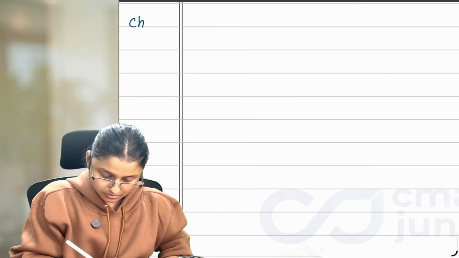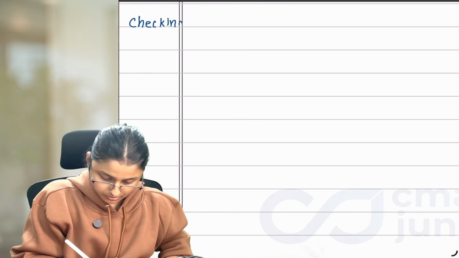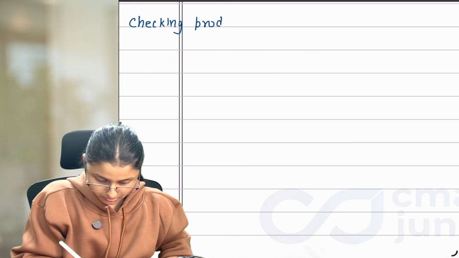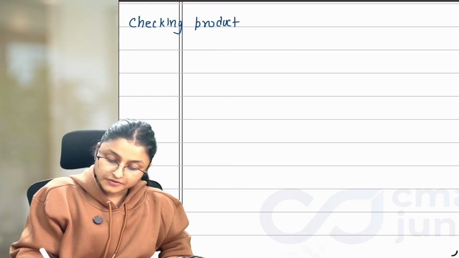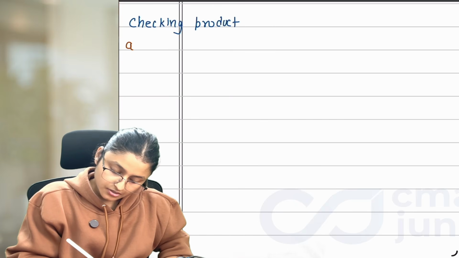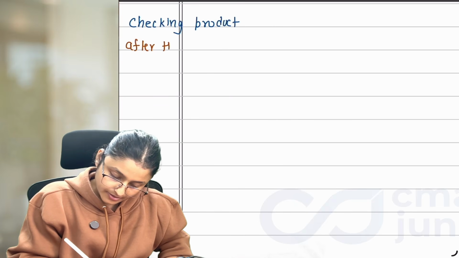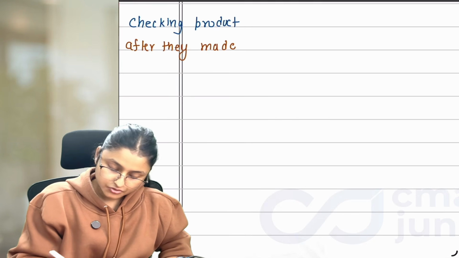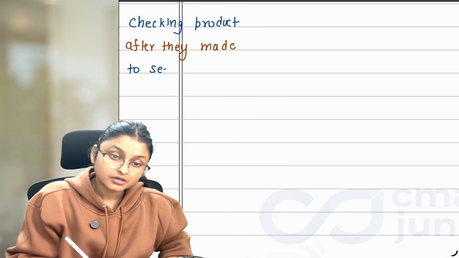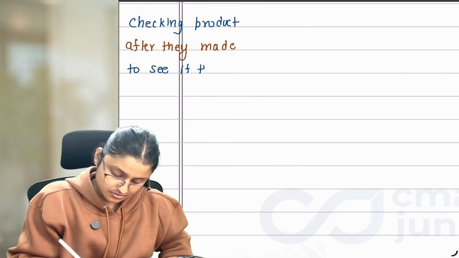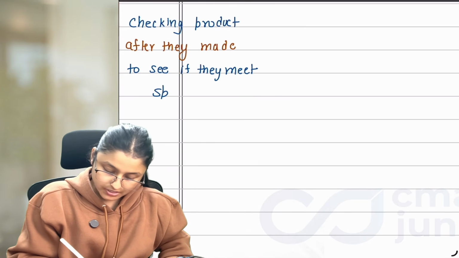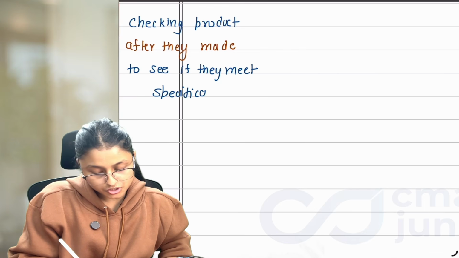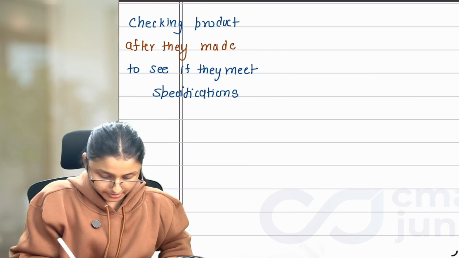Checking product after they are made. So the product is already made, now we are checking it to see if they meet specifications. So whether the product is able to meet the specifications or not, we are checking that.